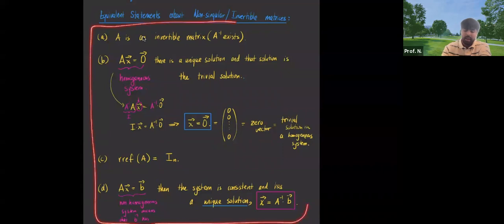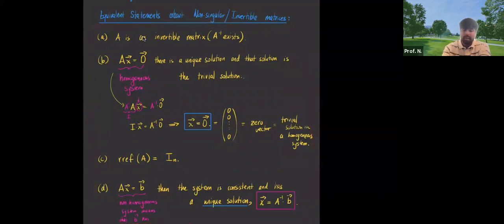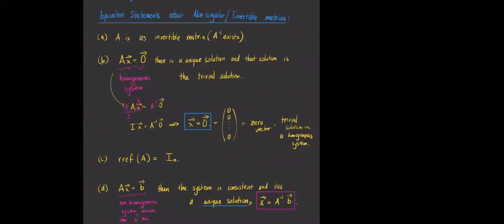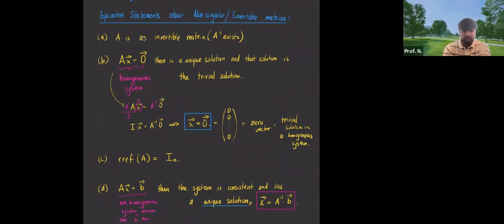So for invertible matrices, the inverse exists. In a homogeneous system, only the trivial solution is the unique solution. The row reduced echelon form of an invertible matrix always results in the identity. And in a non-homogeneous system, the system has a unique solution, and that unique solution is A inverse times B. So everyone understand that?